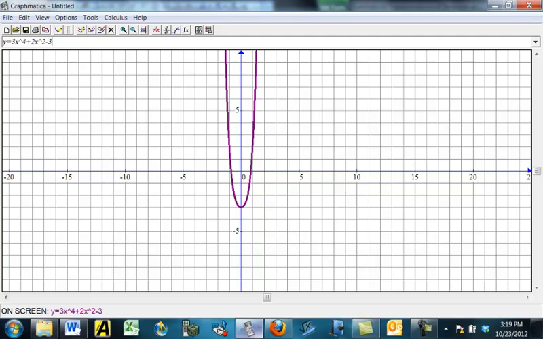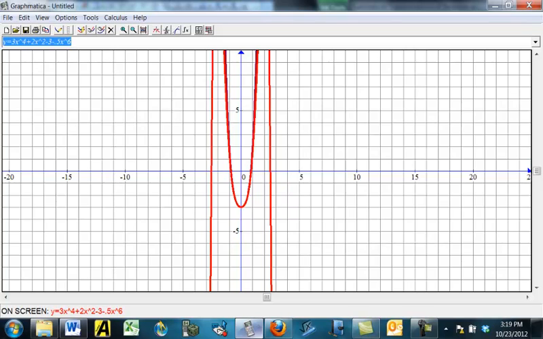If I were to add another term to this, minus 0.5x to the sixth, for example. Now we get a graph that still has y-axis symmetry, right?